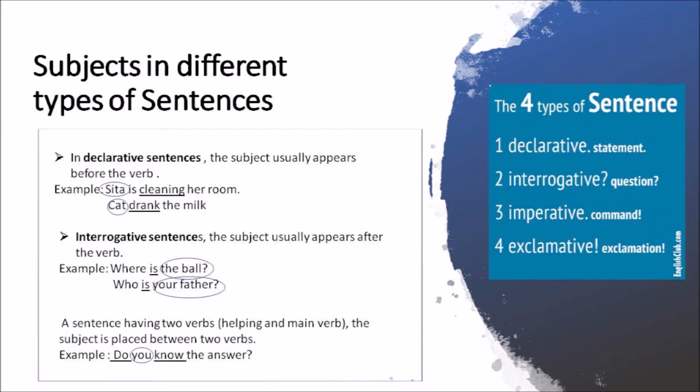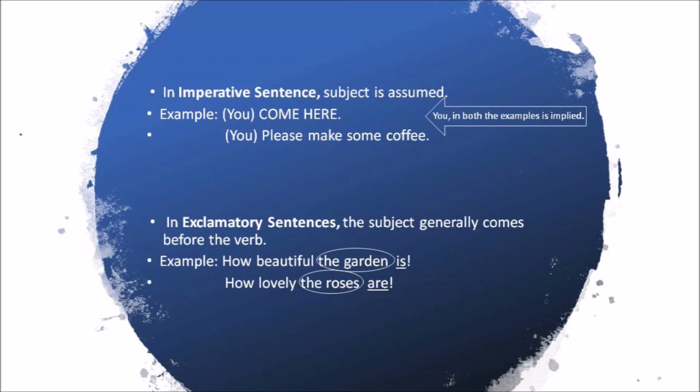A sentence can also have two verbs. We have also learned about types of verbs in the previous class. It can be an auxiliary or helping verb, or a main verb. Now when there are two verbs, a main verb and an auxiliary or helping verb, the subject comes in between the two verbs. Do you know the answer? Do is an auxiliary verb or a helping verb. Know is a main verb, and when you comes in between do and know, you becomes a subject.